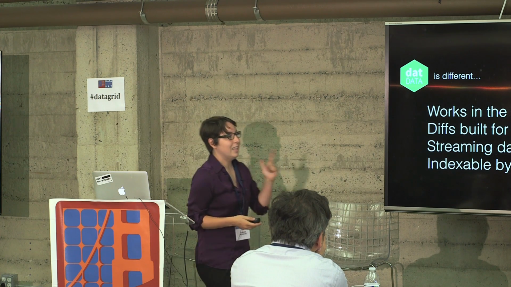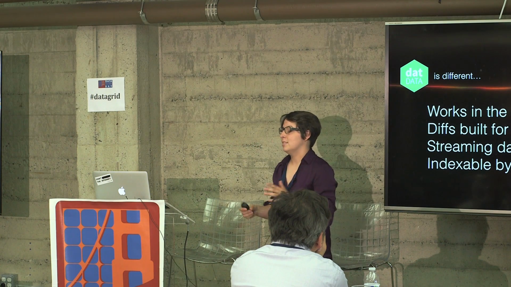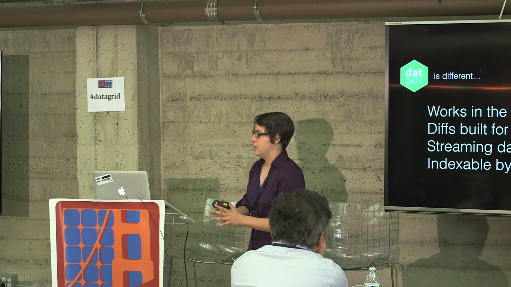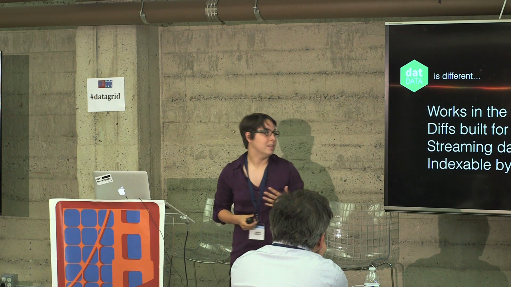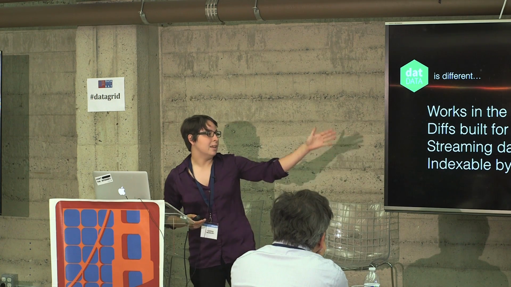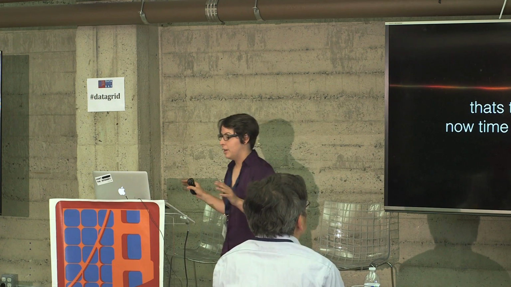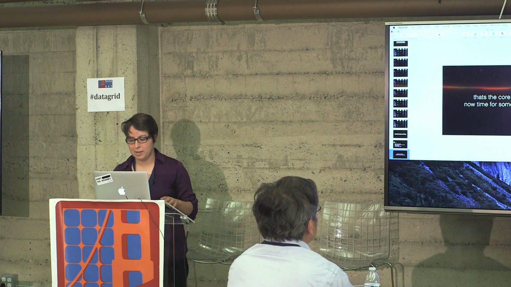The diffs are built for data, not for text files. Git has diffs specifically designed for text files, which creates a lot of problems, and is a lot of the reason why it's slow. Streaming and indexable byte ranges, which I already talked about. So that's the core theory. I'm going to show you this browser stuff because it's really fun.